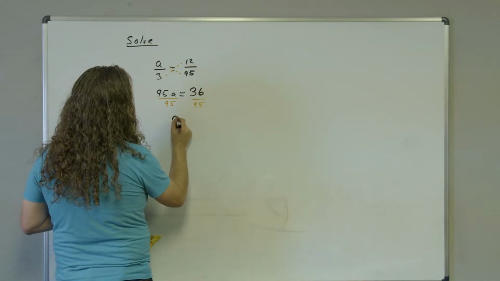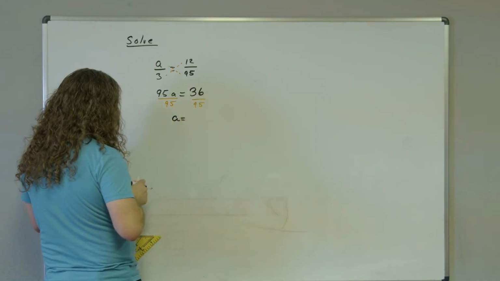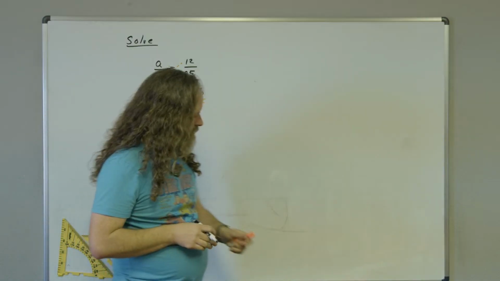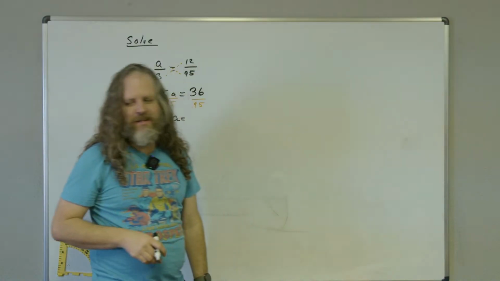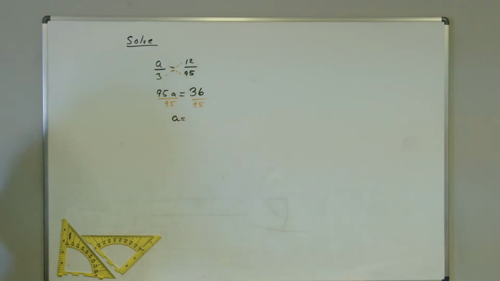So what does A equal? Does it reduce? 36. 36 is divisible by 3, 6, 12, and 1. Do any of those go into 95? No. I mean, 1 does, but then that would just be the same thing.